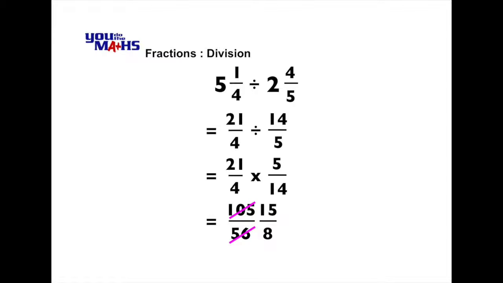This answer is sufficient as 15 over 8, but if we wanted to, we can also convert this to a mixed number. 8 goes into 15 once, with a remainder of 7. So as a mixed numeral, our answer would be 1 7/8.